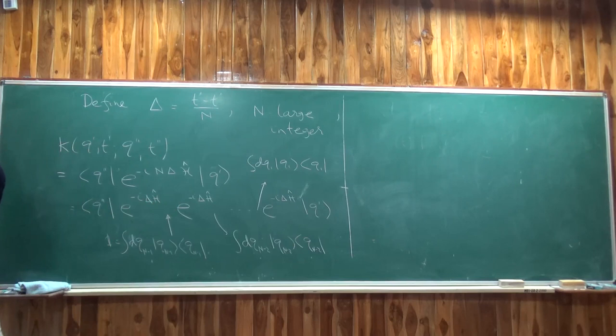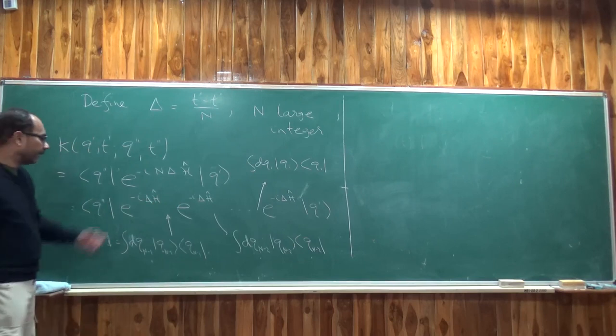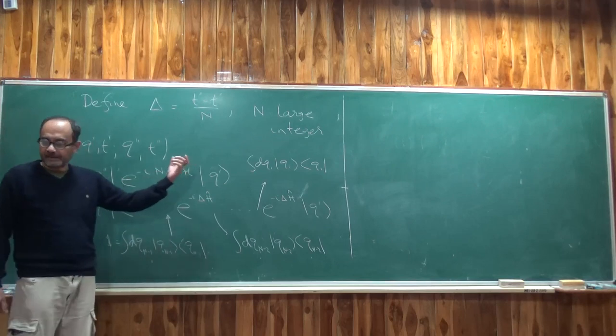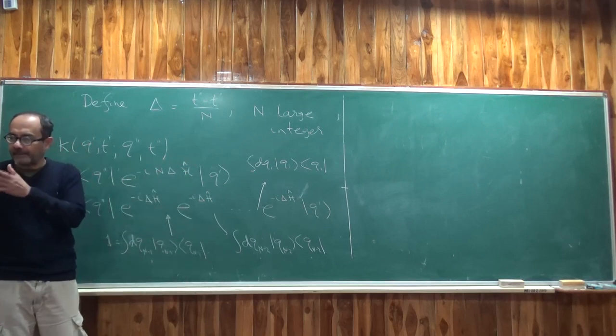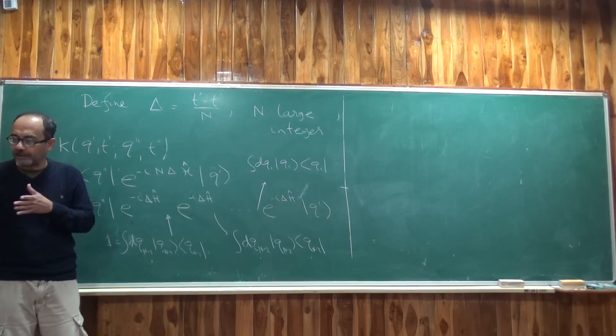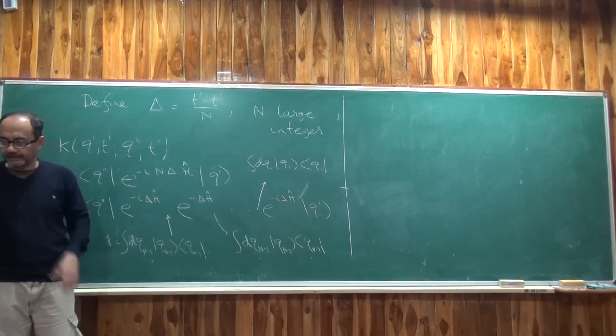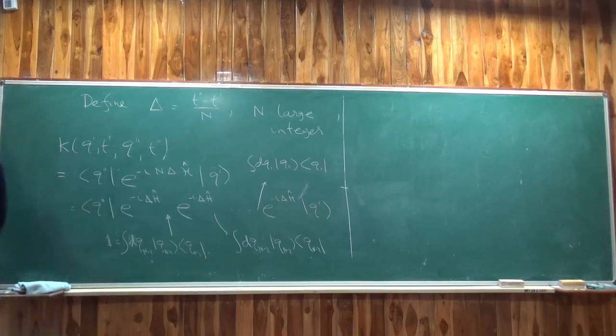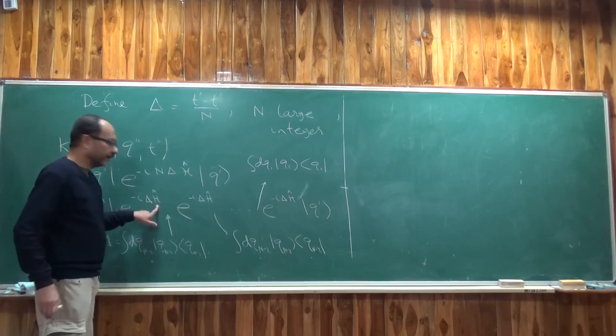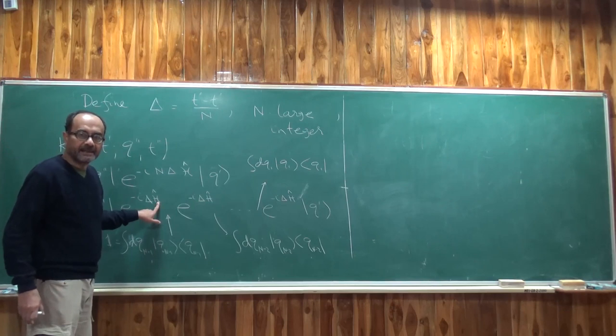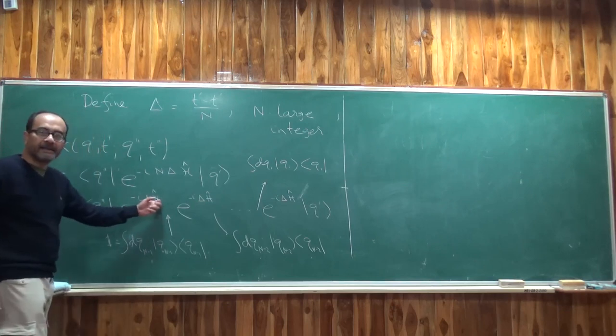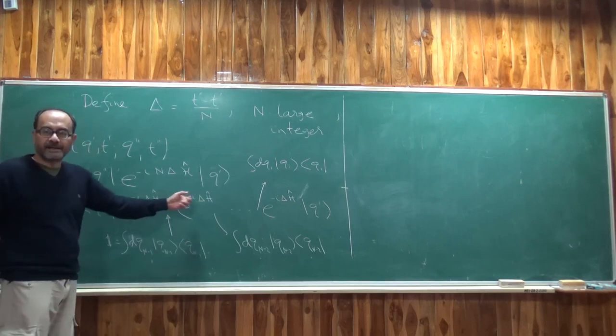Are there other questions? If H hat is not time independent, then you couldn't have even written the first expression e to the minus i H hat (t double prime minus t prime), because that would have been an integral in the exponent, but that has to be time ordered. But in that case the second one would still be true, except that each of these will be different. Exactly, delta will be the same, but these different H hats will be different.